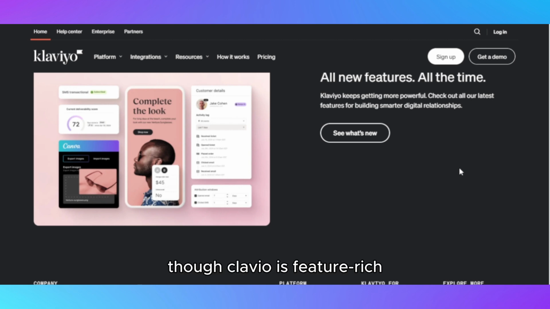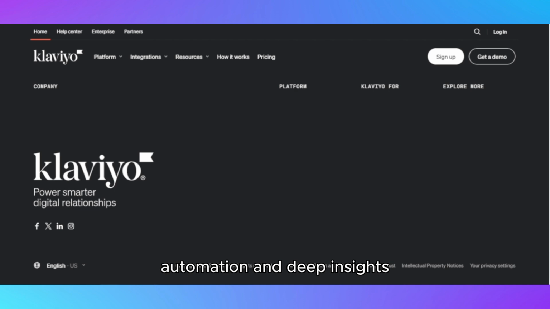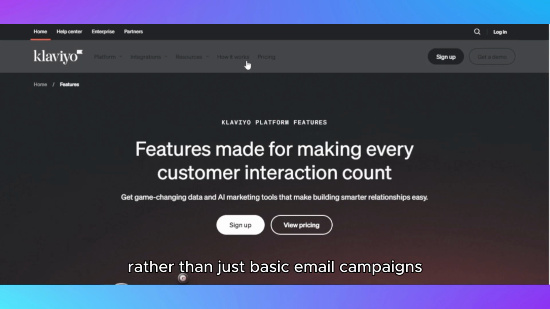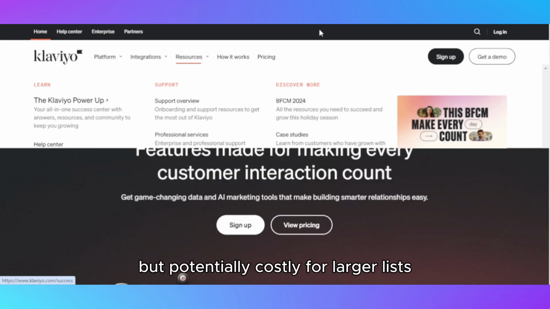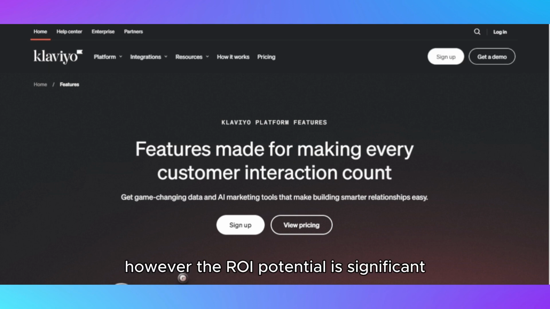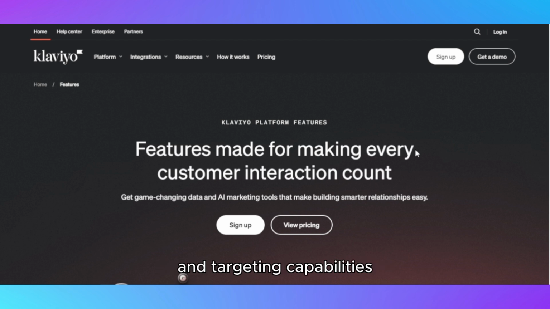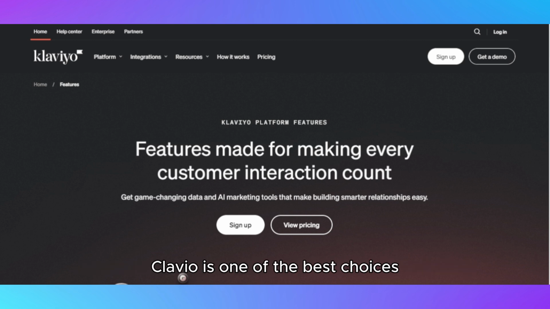Though Klaviyo is feature-rich, it's best suited for businesses that want advanced automation and deep insights rather than just basic email campaigns. Pricing is based on the number of contacts, which makes it scalable but potentially costly for larger lists. However, the ROI potential is significant due to its powerful automation and targeting capabilities. If you're serious about growing your e-commerce business with high-level email marketing, Klaviyo is one of the best choices.